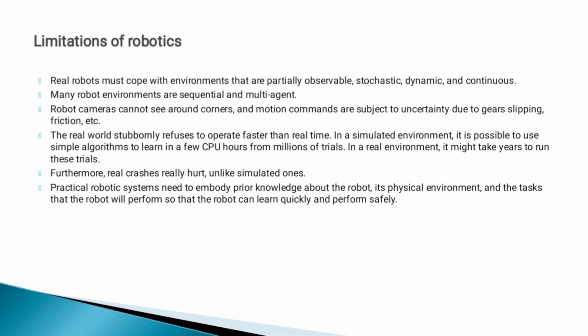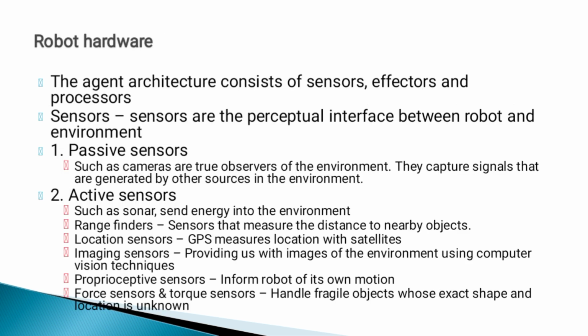In a simulated environment, it is possible to use simple algorithms to learn in a few CPU hours from millions of trials. In a real-world environment, it might take years to run these trials. Furthermore, real crashes really hurt, unlike simulated ones. Practical robotic systems need to embody prior knowledge about the robot, its physical environment, and the tasks that the robot will perform, so that the robot can learn quickly and perform safely.